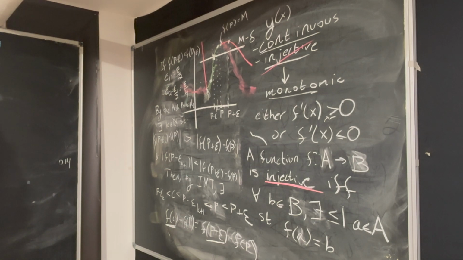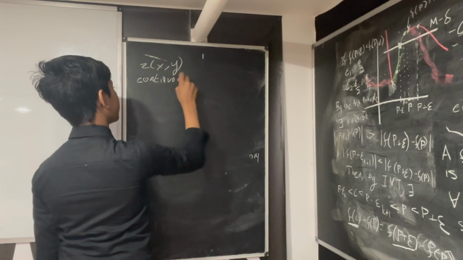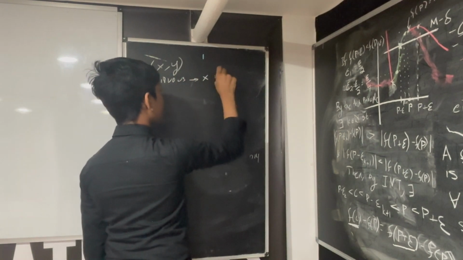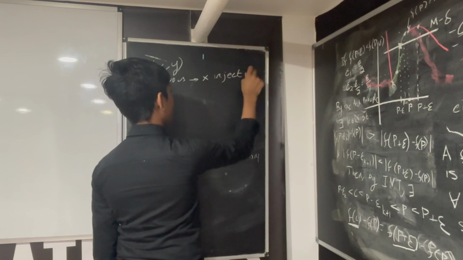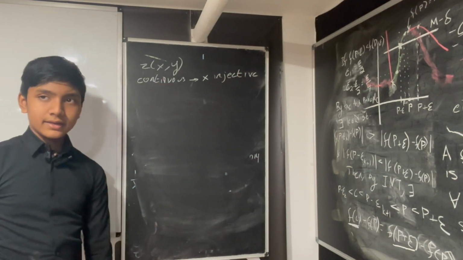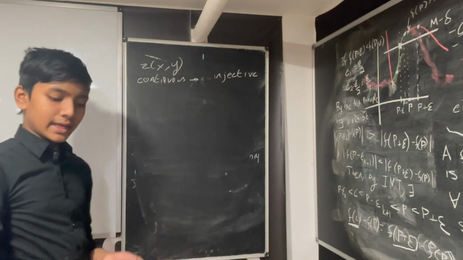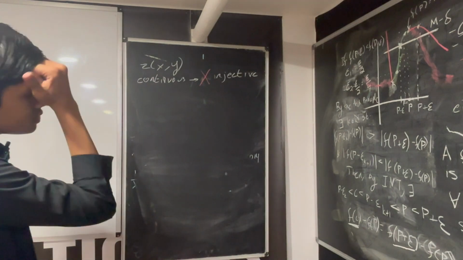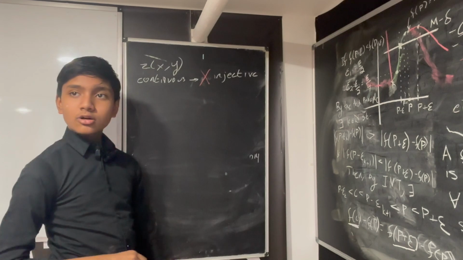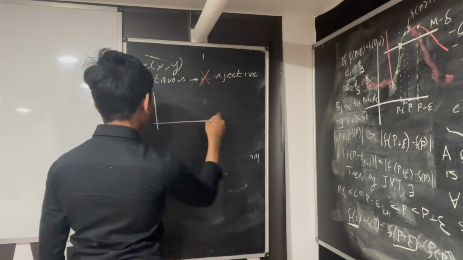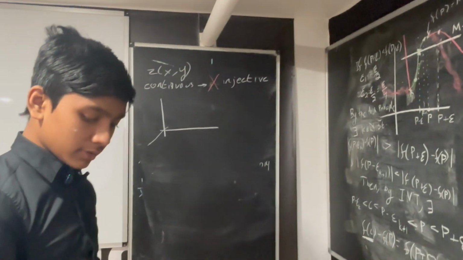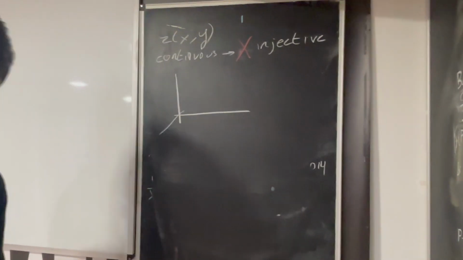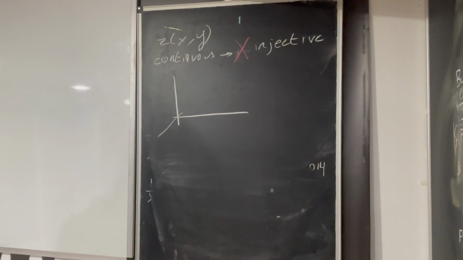Okay, so we have some function of two variables, and we're going to show that if it's continuous, it cannot be injective. Okay, I should add a red X instead of this. So, how can we show this? Well, let's say we have our surface over here, right? And it's totally continuous, so it can't be anything messy. So, take some green surface.